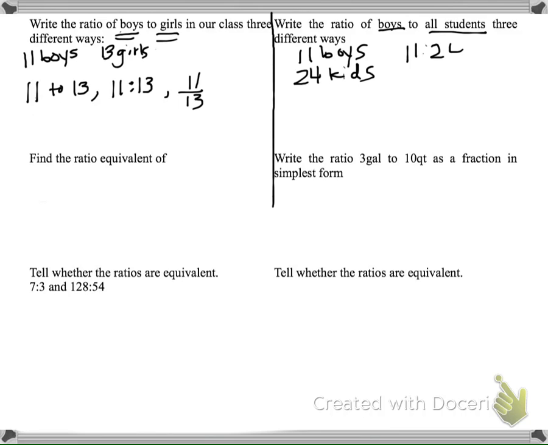11 to 24, 11 over 24. Those are the 3 different ways that I can write a ratio.